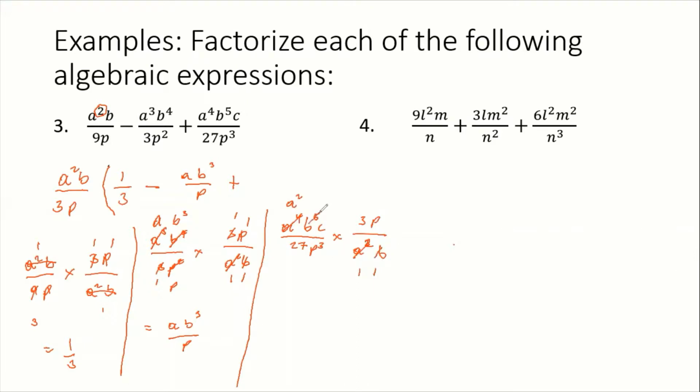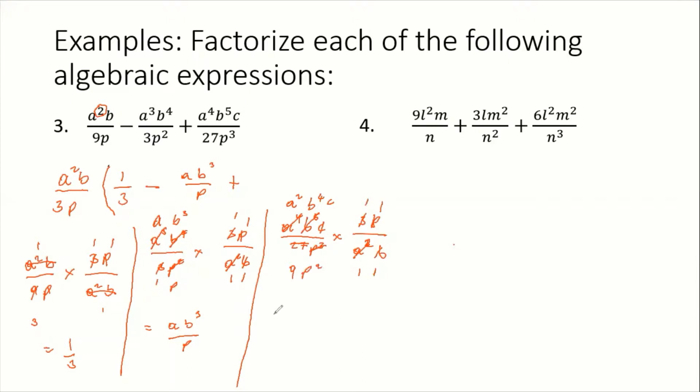Then b into b to the fifth will give us b to the fourth power. Then we don't have anything to divide this c, so we put it back up here. All right. Then now we're looking at the 3 over here. So 3 into 3, that's 1. 3 into 27 will give us 9. Then p into p, that's 1. And p into p to the third will give us p squared.